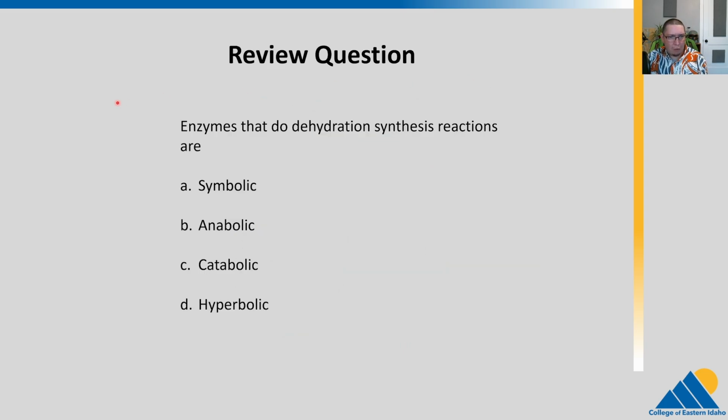Okay, let's test ourselves here. So enzymes that do dehydration synthesis reactions are which of these things? Symbolic, anabolic, catabolic, hyperbolic. Go ahead and pause the video. Think about this. All right. Dehydration synthesis, we're putting things together. So that would be anabolism. Anabolism is building larger molecules by putting monomers together. So an enzyme that does dehydration synthesis reactions would be anabolic.